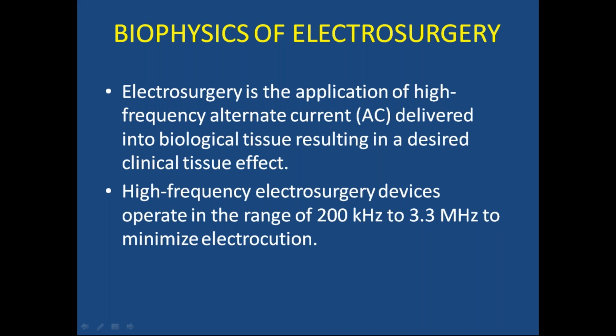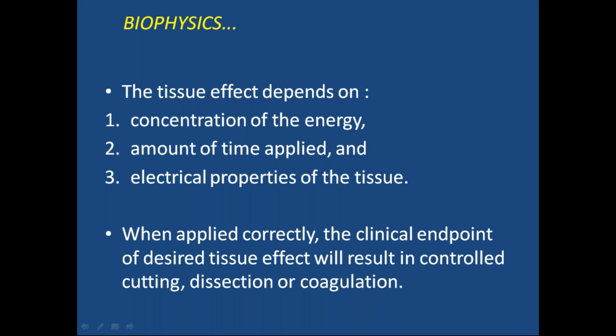So biophysics. Electrosurgery is the application of high frequency alternating current delivered into biological tissue, resulting in a desired clinical tissue effect. In physics, in intermediate, you might have learned that alternating current goes and comes in the form of a single waveform. Similarly, we are using that physical application in surgery. High frequency electrosurgical devices operate in the range of 200 kHz to 3.3 megahertz. The tissue effect depends on the concentration of energy, amount of time applied, and electrical property of the tissue.